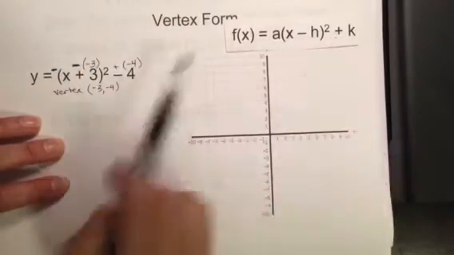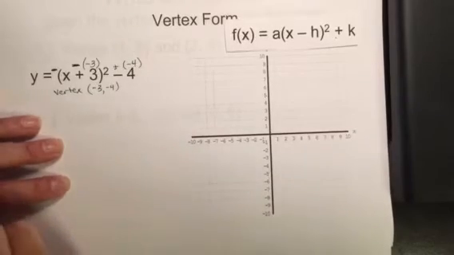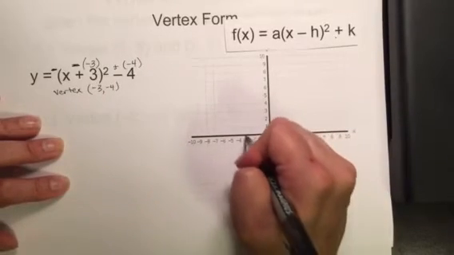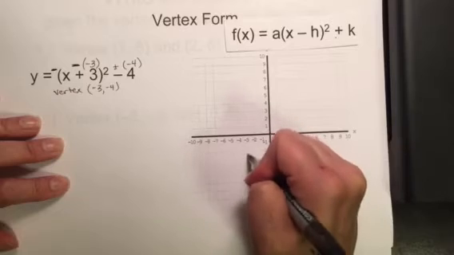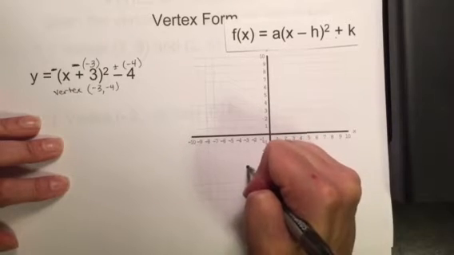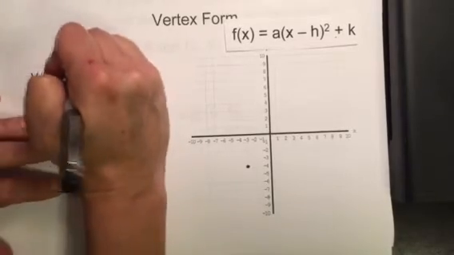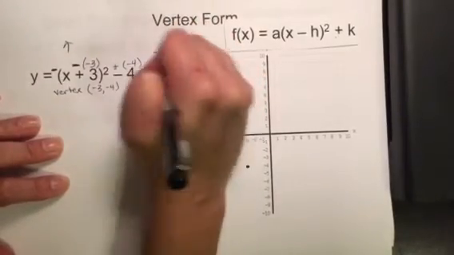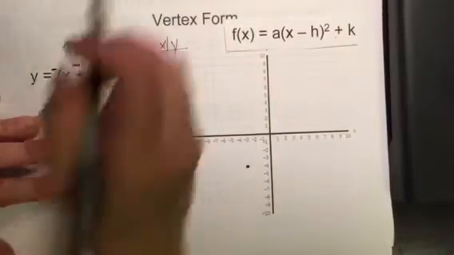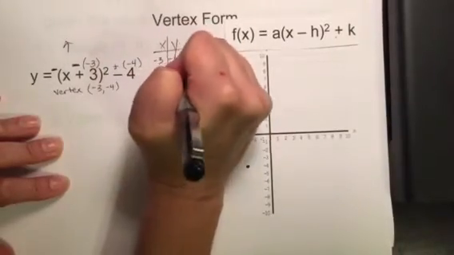Remember, it's plus k, so it'd be plus negative 4. So my vertex is at negative 3, negative 4. Kind of hard to see that point. There we go. Since a is negative, we know that it's going to be opening down. Let's keep track of our points here. So we've got negative 3, negative 4.